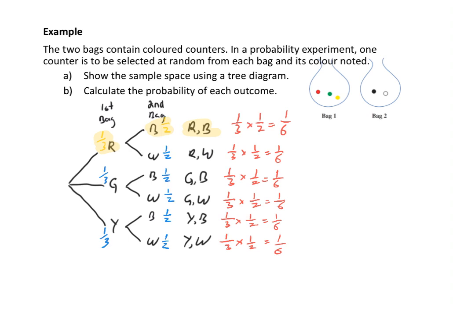Now, you'll note that out of all my possible outcomes, if I add all the probabilities up together, it is going to get 6 over 6, or 1. So I know that my calculations are correct, because if I add up all of my probabilities for each outcome, I get to 1, which is what I should be looking for when I add up all my probabilities from a tree diagram.